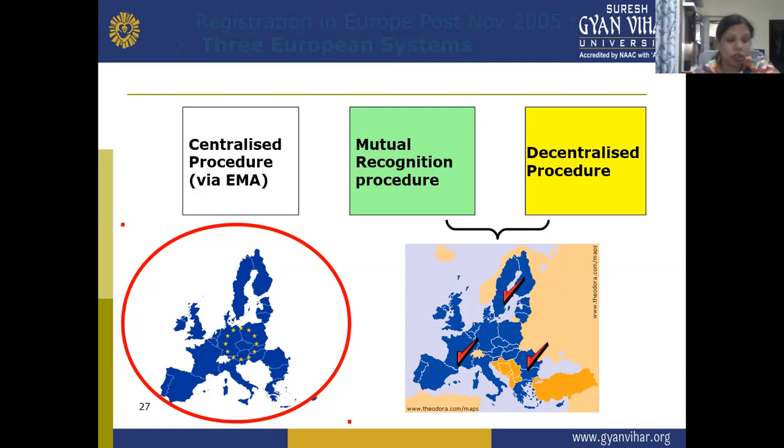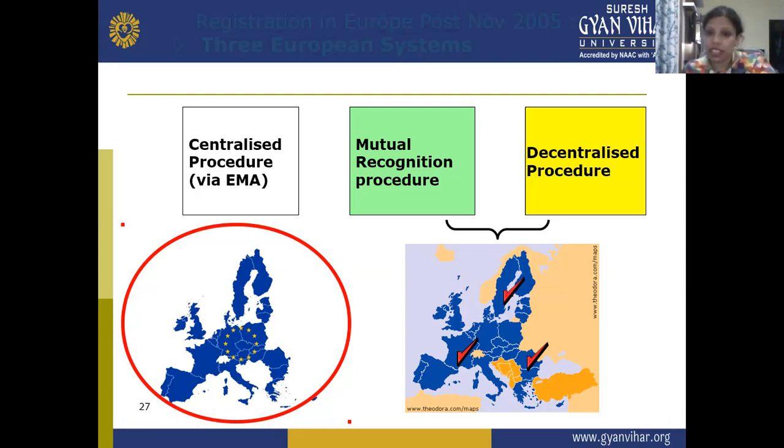Now, the mutual recognition procedure. In this, the products which are conventional use and used for humans can take approval through the mutual recognition procedure. And in this, you have to file for the registration to the specific member state.